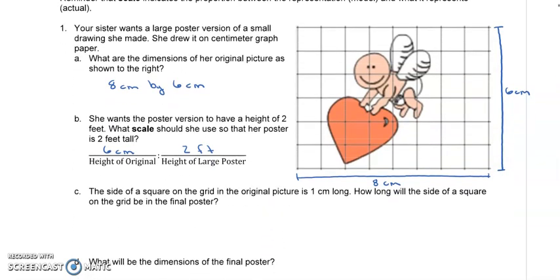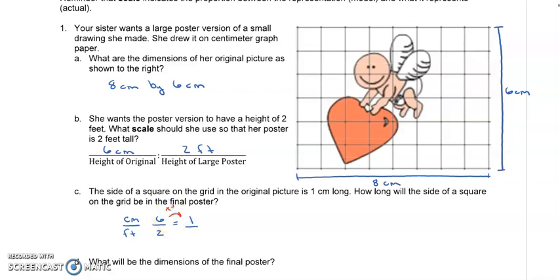So for C, the side of the square on the grid in the original picture is 1 centimeter long. How long will the side of a square on the grid be in the final poster? So I'm still comparing my original to the poster, or my centimeter compared to the feet. And I know that every 6 centimeters is 2 feet. And I want to know what happens if I just have 1 centimeter. So I can set this up with a proportion and use an X, or I can just do a little bit of scaling, and that's what I'm going to do here.